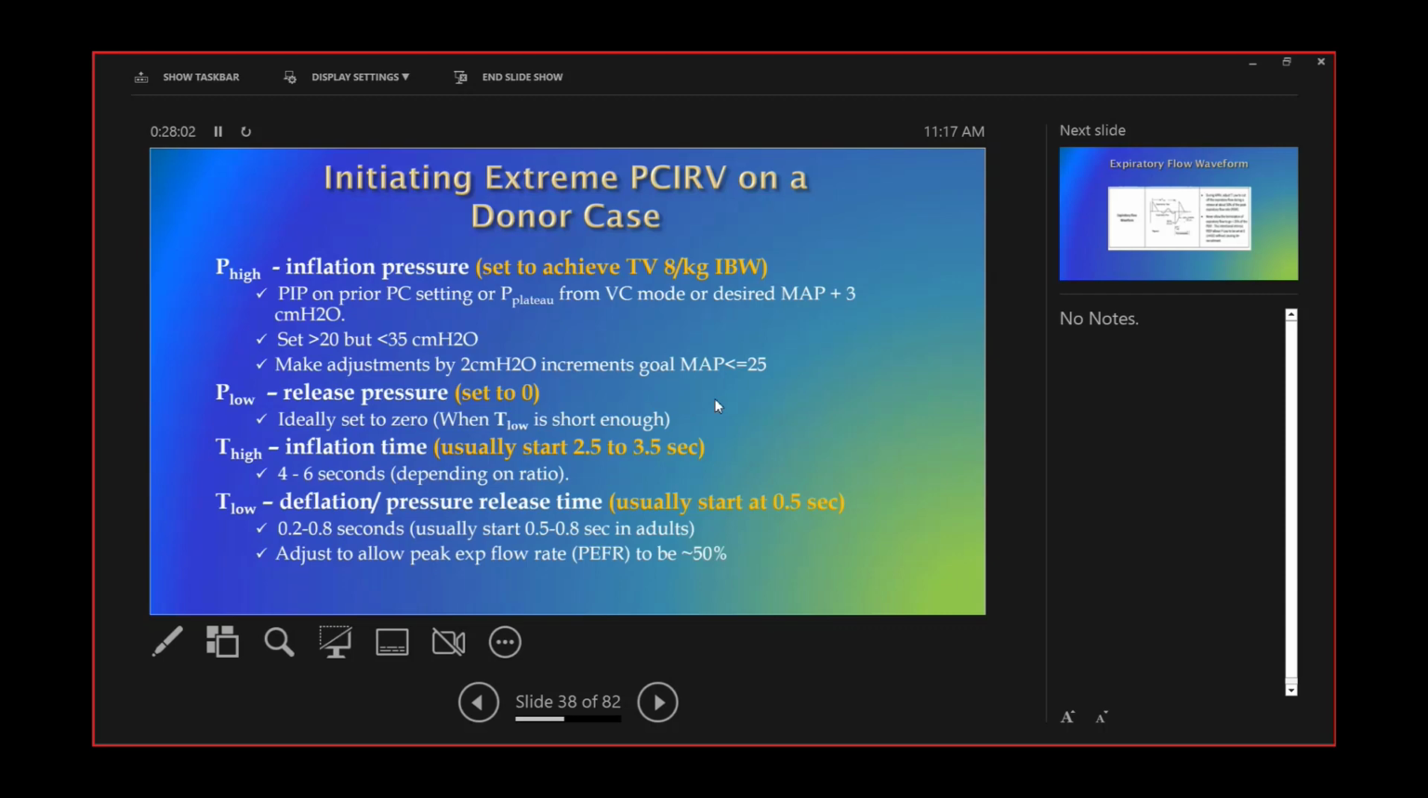Okay, so how do you initiate pressure control ventilation on a donor case? And everybody has a different style to doing this, but I'm just going to share with you what I do, and you can go from there. If you have questions, again, stop me and ask.